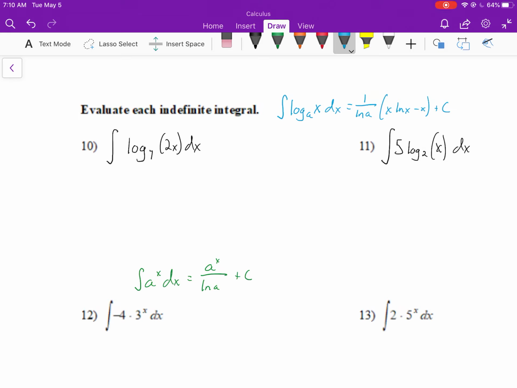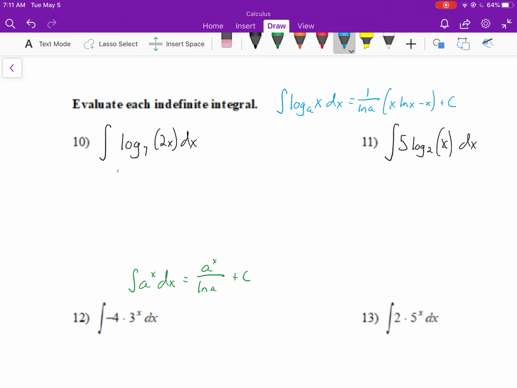These are both derived using natural log. So here we go. We have the two formulas here that you should know. For number 10, we're taking the integral of log base 7 of 2x dx. We have this 2x here, so we're going to use u substitution. We let u equal 2x, which means du is simply 2 dx. And then we're going to integrate that.